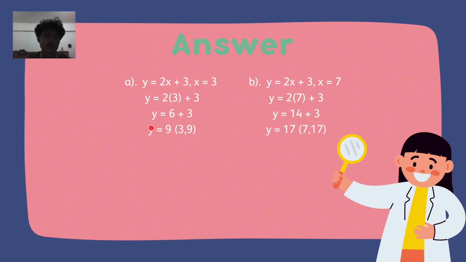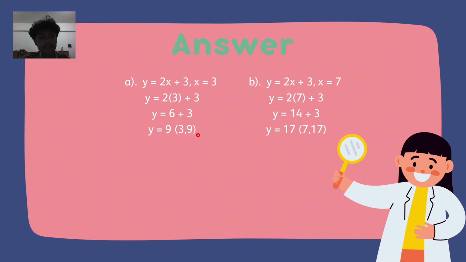As in the example above, for part A it is known that x equals 3. So we just need to enter it. 2 times 3 plus 3 gets 9. So y is 9 and x is 3, giving 3.9.